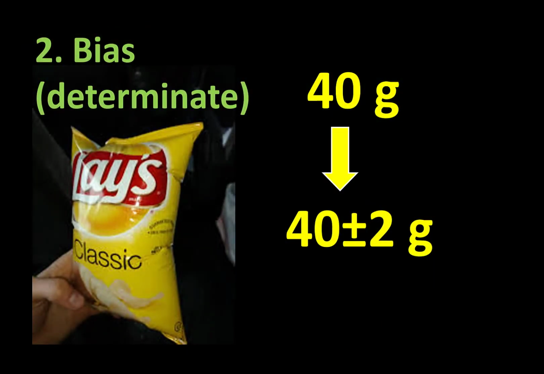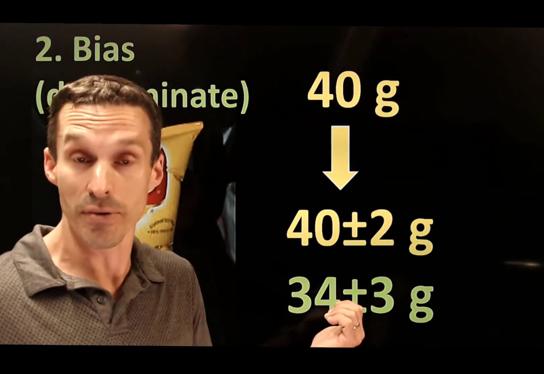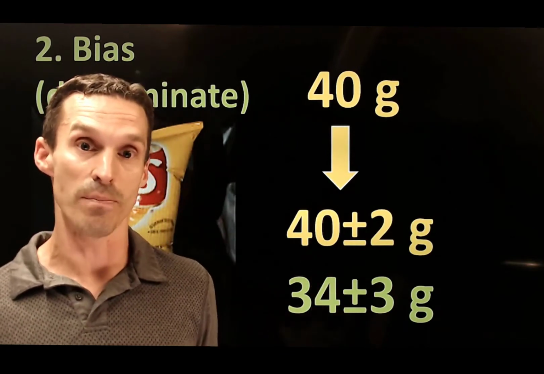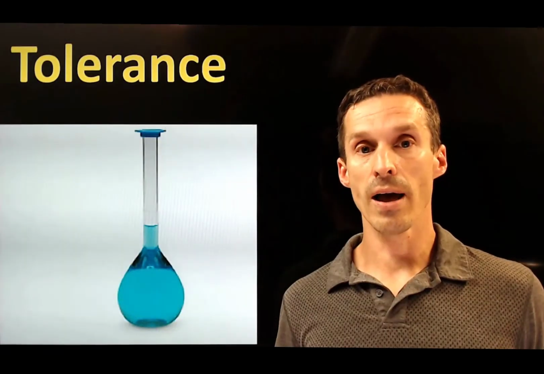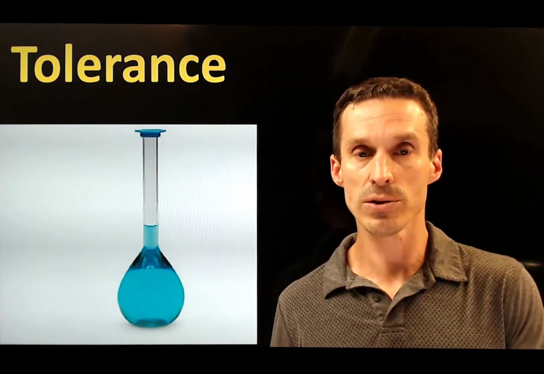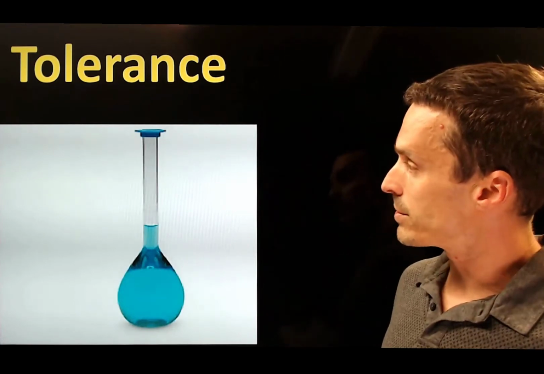If you happened to open up 100 bags of chips and weigh them all out, and they always weigh low, 34 grams, there's a bias. There's an error that should not be there. Now in the lab, errors such as these creep up in ways that are much more difficult to find. So we'll show that a little bit later on in this video. But right now I want to talk to you about tolerance.